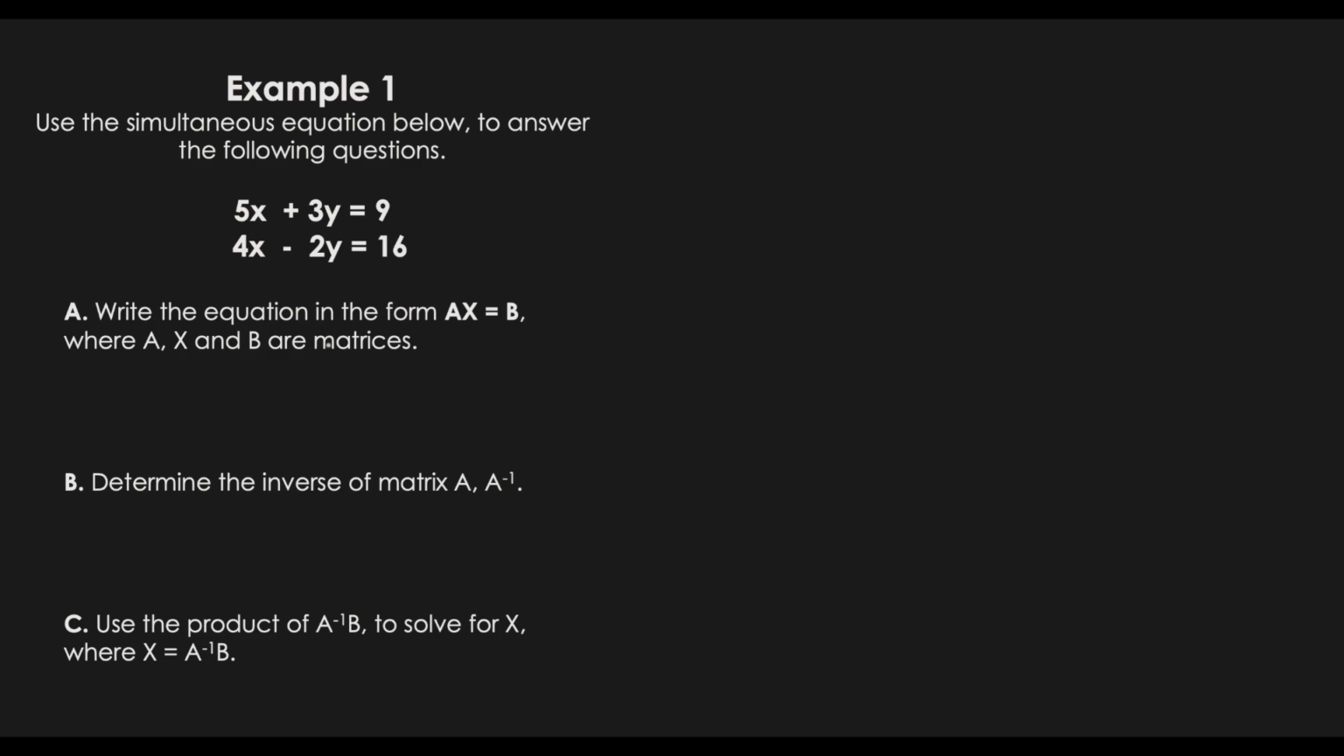First things first, we want to write the equation in the form AX is equal to B, where A, X, and B are matrices. That's our first part, part A. The first thing I'm going to write is matrix A. Matrix A, we're going to get from this simultaneous equation.